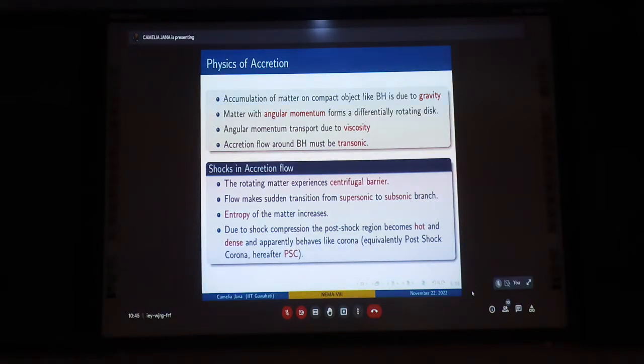So what is a shock? During the accretion, the rotating matter feels a centrifugal barrier which can trigger a discontinuous transition in the flow from the supersonic branch to the subsonic branch, which we call the shock transition. Because of this shock transition, matter will start to pile up and the disk will look like a torus-like structure. Due to this shock compression, the post-shock region becomes very hot and dense, which apparently behaves like a corona. We call it the post-shock corona or the PSC. Because of the shock transition, the entropy of the system increases. That's why the shock-continuous solutions are always thermodynamically more favorable solutions.